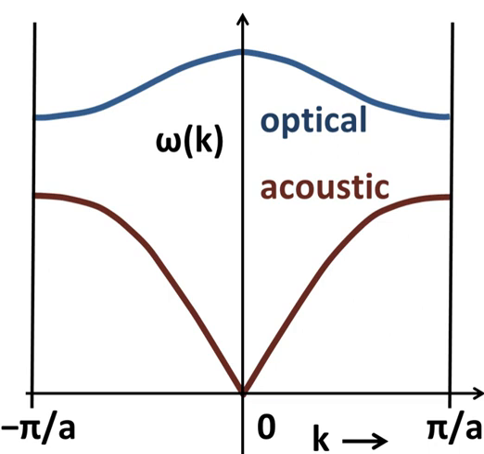acting on the state n1 ... n_alpha ... equals square root of n_alpha times the state n1 ... n_alpha minus 1 ..., i.e. a alpha dagger creates a phonon of type alpha while a alpha annihilates. Hence, they are respectively the creation and annihilation operator for phonons.